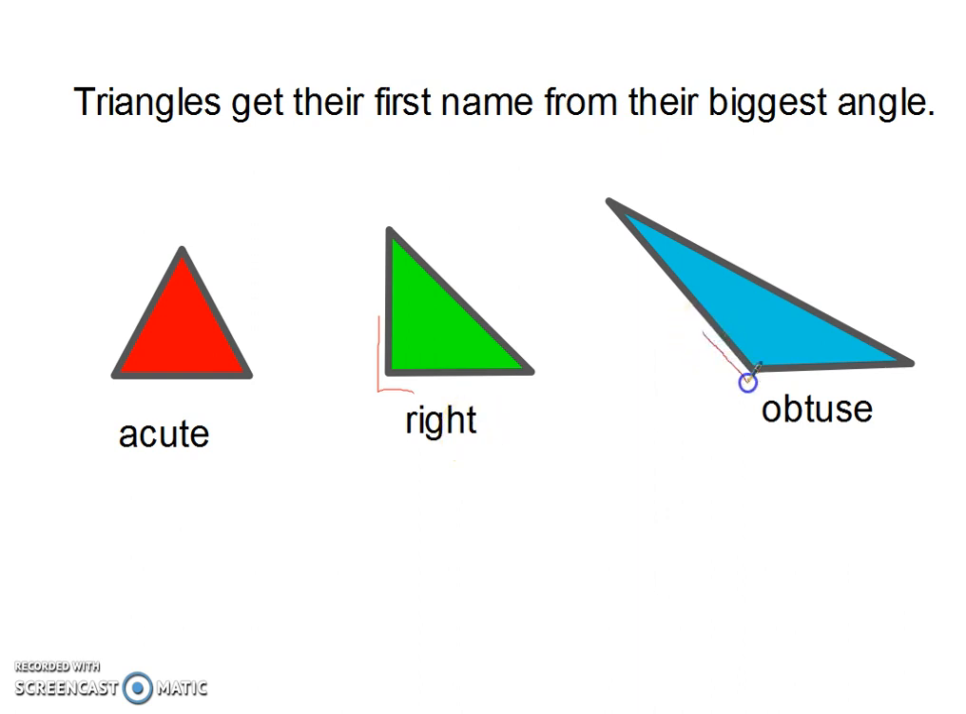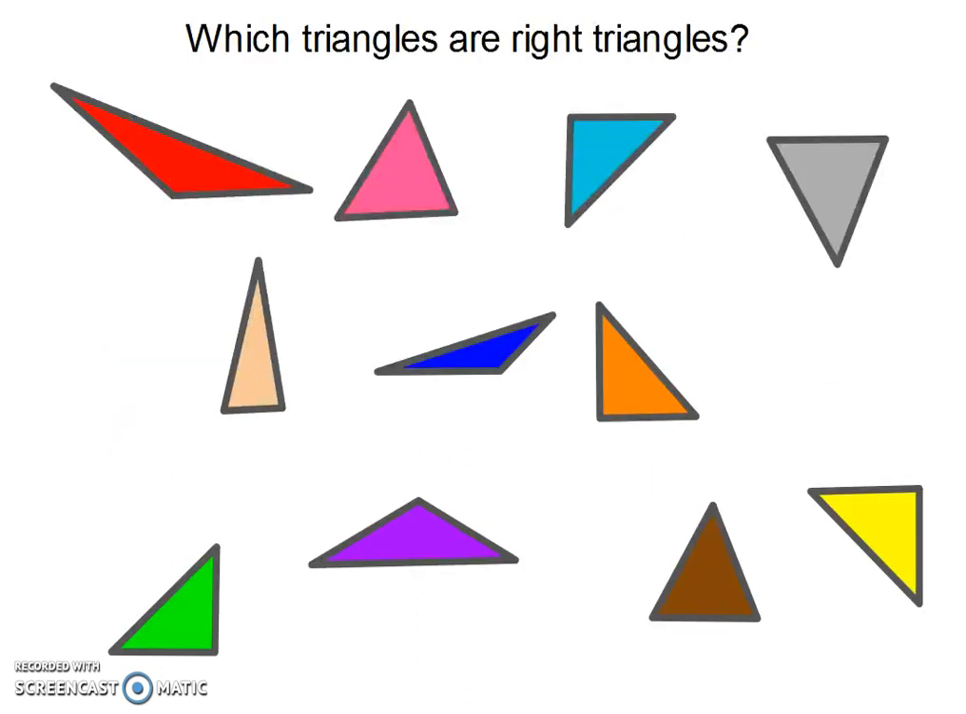If it has an obtuse angle, then it's going to be an obtuse triangle. If it doesn't have either one of those, that's because all three of the angles are acute, and it's going to be an acute triangle. So really I'm looking for right and obtuse first.